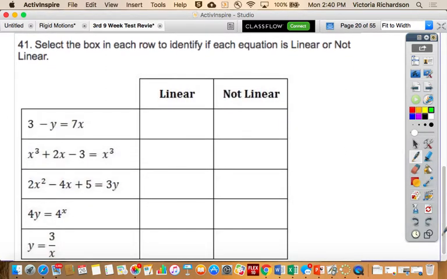On number 41, the first one is going to be linear. The second one is also linear because once again you have an x to the third on the left and the right, and there's basically just a 0 there, so that's going to be linear. This one is nonlinear because of the x squared. This one is nonlinear because of the x exponent. And the last one is nonlinear because of the x in the denominator.